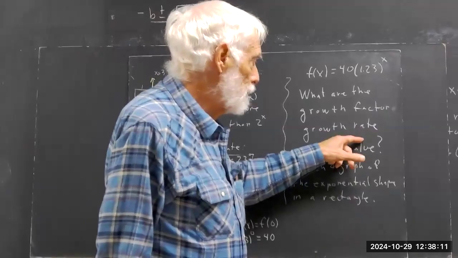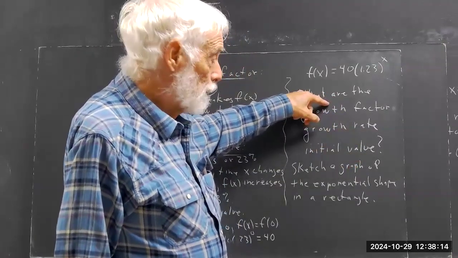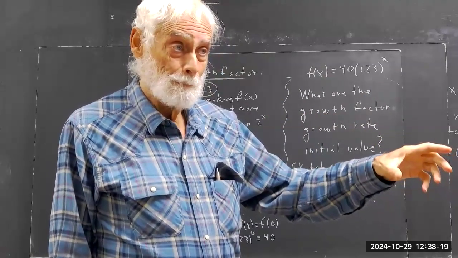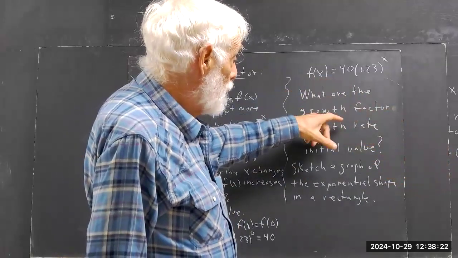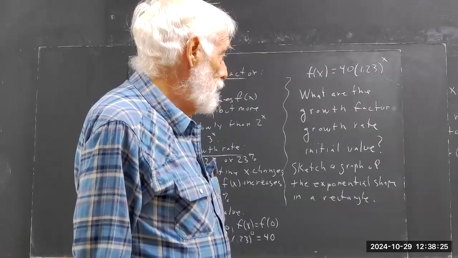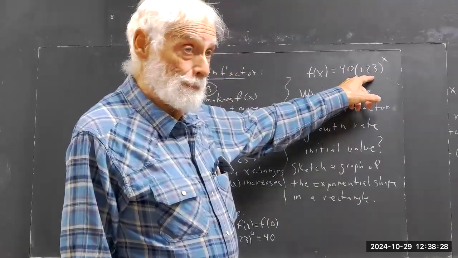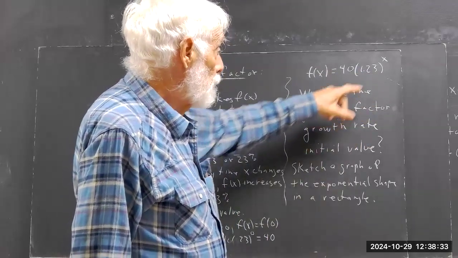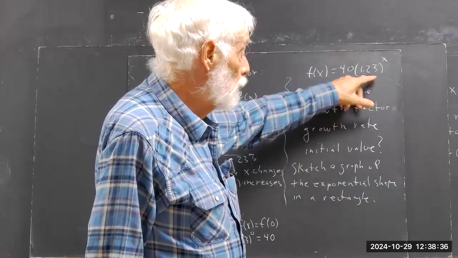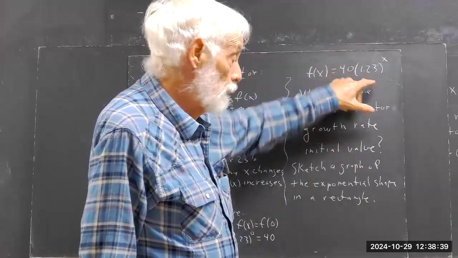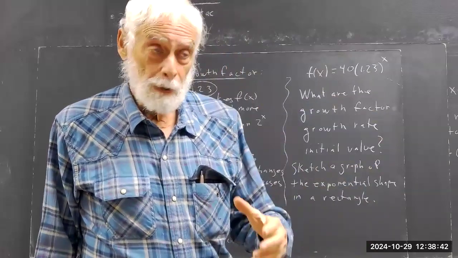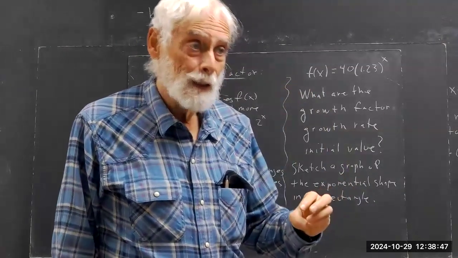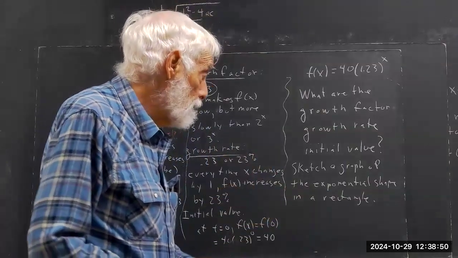Okay. Now, the point of that is you got growth factor. Growth factor is what you multiply. A factor is something that's multiplied by everything else. So what's multiplied by everything? Well, 1.23. That's a factor. So that's your growth factor. So you've got growth rate 23% or 0.23, growth factor 1.23. Every exponential function has a growth rate and a growth factor that help you understand how it behaves. All right.